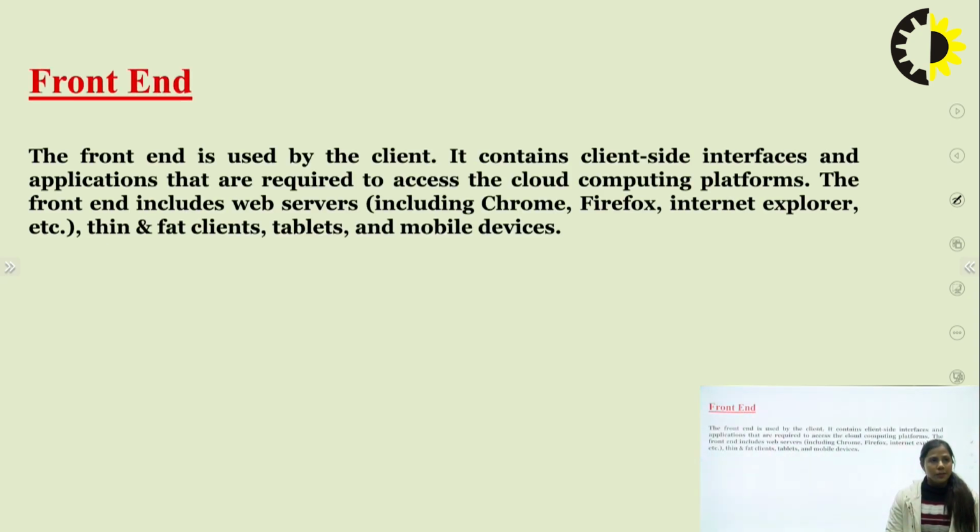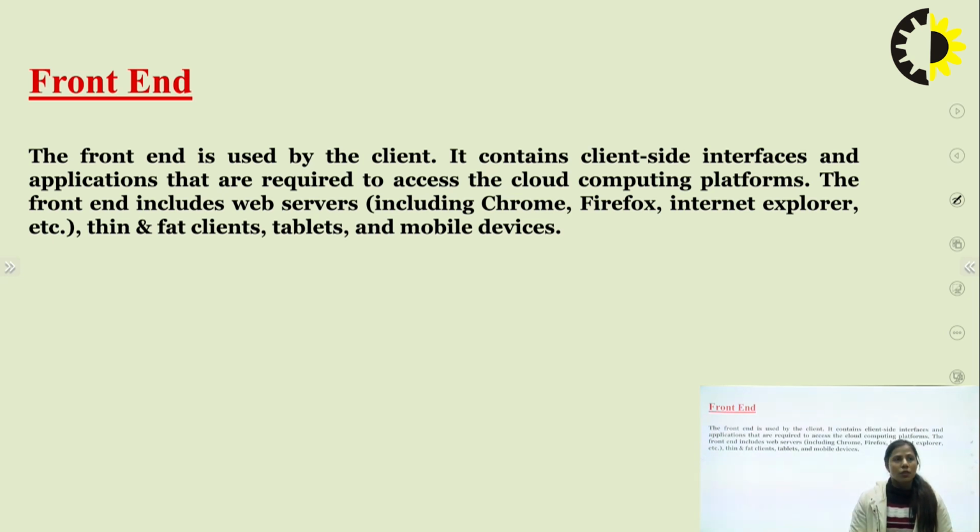Talking about the front end, it is used by the client. It contains various client interfaces. As we know, we can access any particular service through an interface. For example, a mobile application has an interface through which we can access the services. The best example is mail services, which we can access through our mobiles and laptops. It provides an interface through which we can connect to the back end services or web servers required to access the cloud computing platforms.